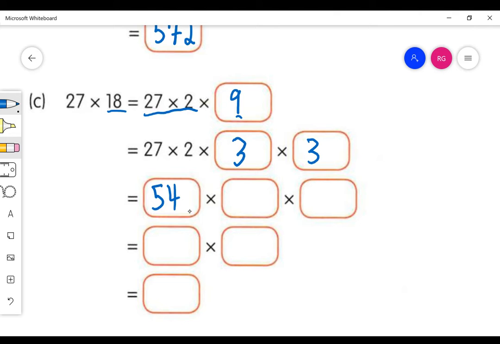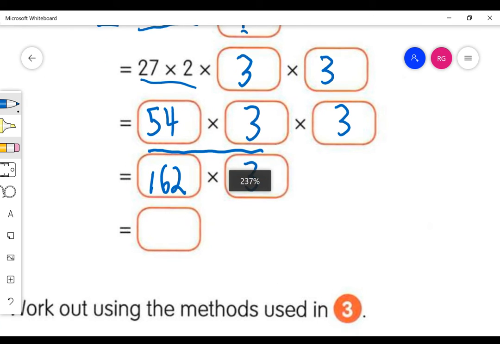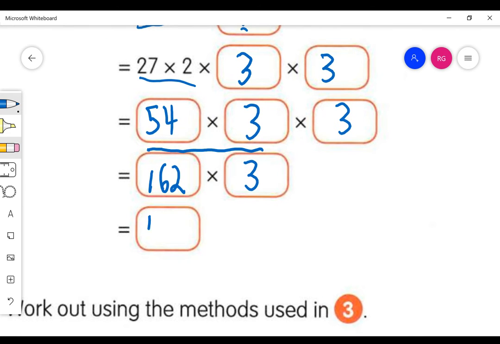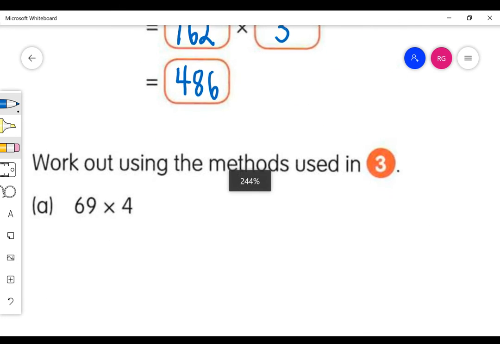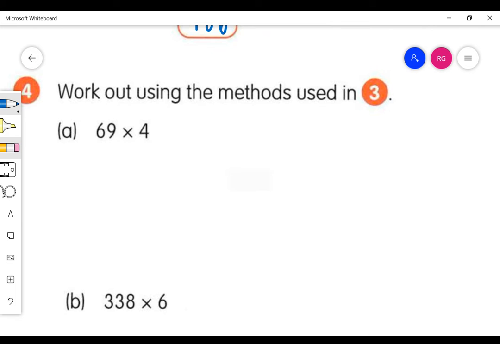And then we can think, well, 3 here, okay, and then 3 here. So we just did one of those. We just did that one on that step. And now we're going to take these two together, 54 times 3, and we get 162 times 3. And if we multiply 162 times 3, we would get 486.